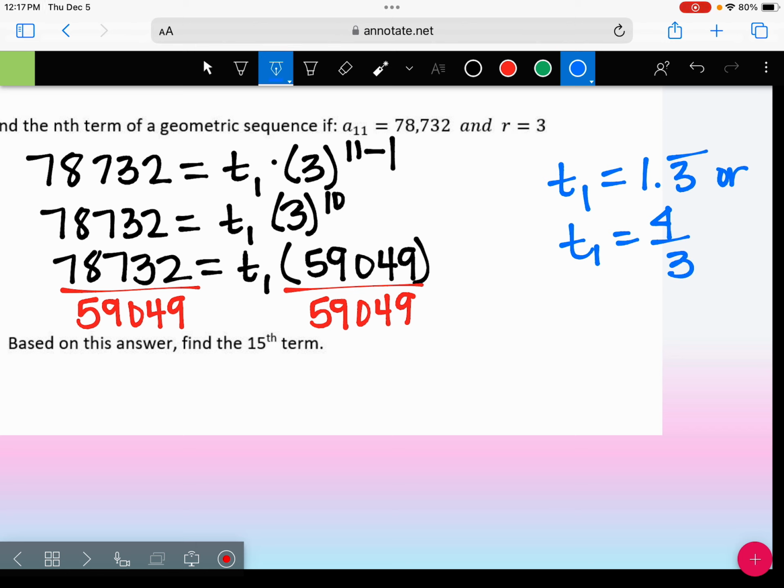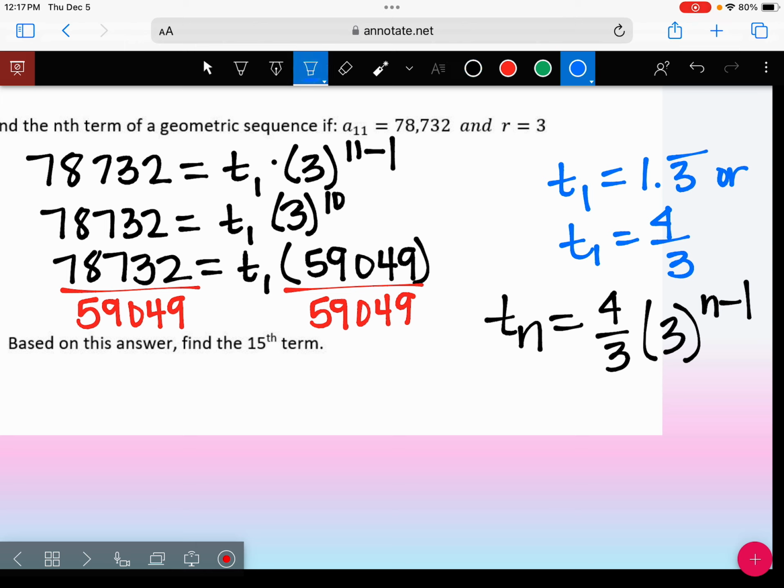Now for this one, because your T1 is a repeating decimal, it is best that you write it as a fraction. So who got 1.3 repeating? Does anyone know what that would be as a fraction? 4/3, yeah. The only reason why is because if you use 1.3, it's going to change the 15th term slightly. Actually, I don't know, I haven't tried it, but I would guess that it would change it slightly. So it would be 4/3 times 3 to the power of n minus 1. That's your rule.